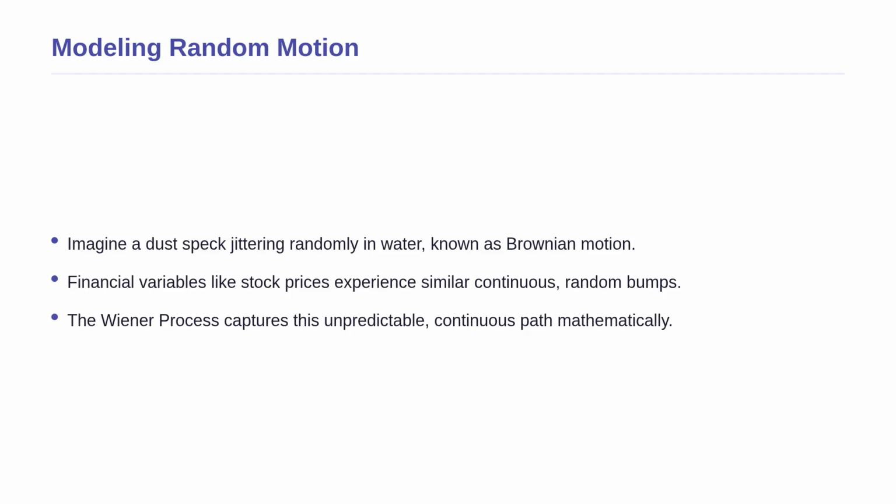To understand the Wiener process, imagine watching a tiny speck of dust floating in water under a microscope. It jitters around randomly, constantly bumped by invisible molecules. In physics, this is called Brownian motion. In finance, we use the Wiener process to capture this exact same idea. Instead of a dust speck, imagine a stock price or an interest rate being constantly bumped by random news and market events. This process gives us a mathematical way to describe a path that is continuous, meaning it does not teleport, but is completely unpredictable at every tiny fraction of a second.